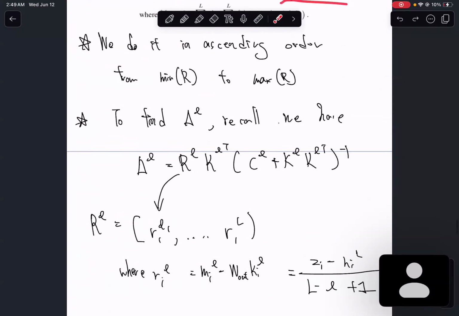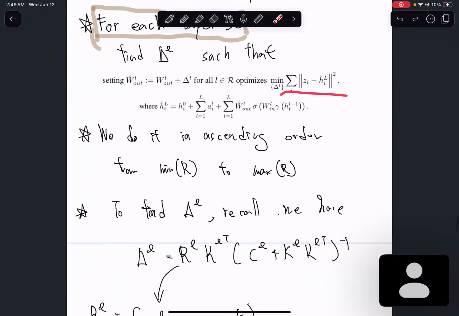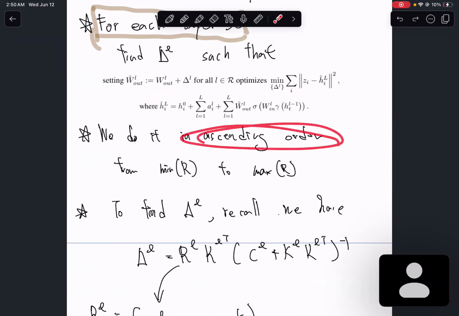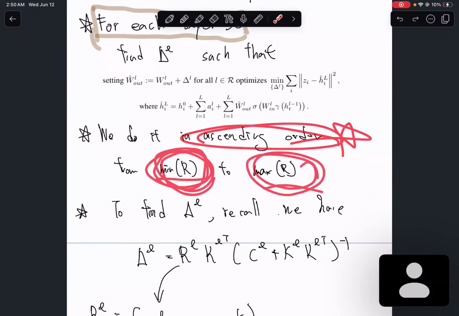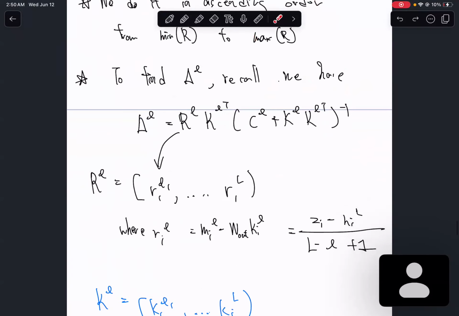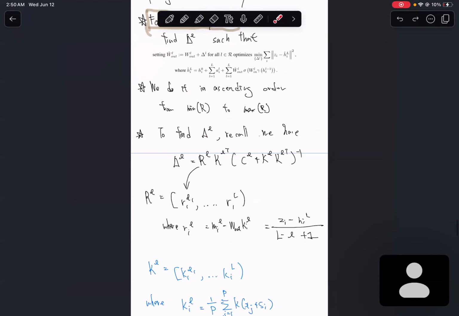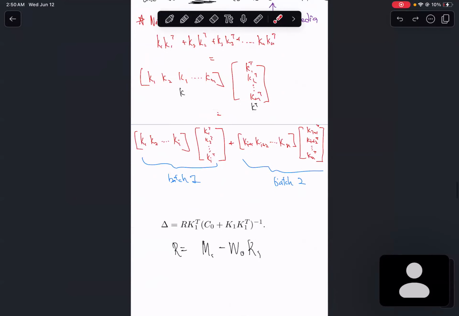And then they're just telling you again how hi^l is computed. And we do it in ascending order. This is very important, from the smallest layer in R to the biggest layer in R. And to find delta l, recall that we have this equation over here. This equation is from here.